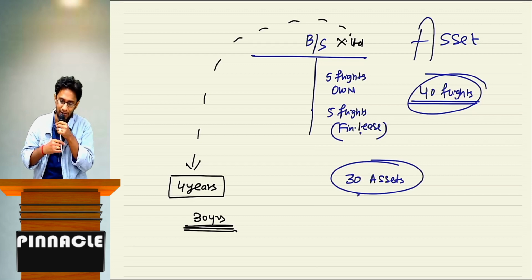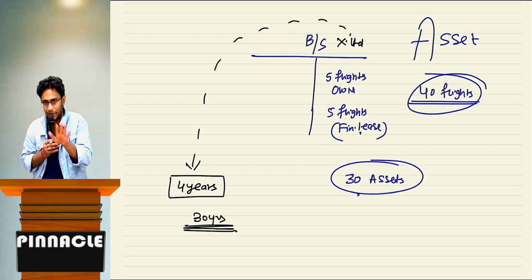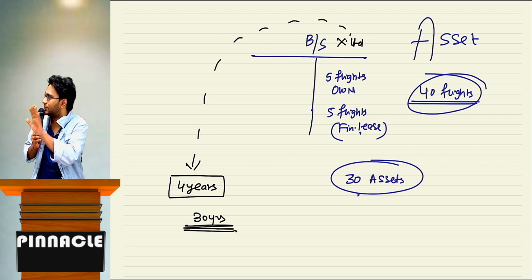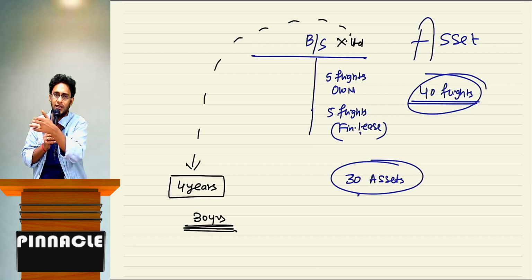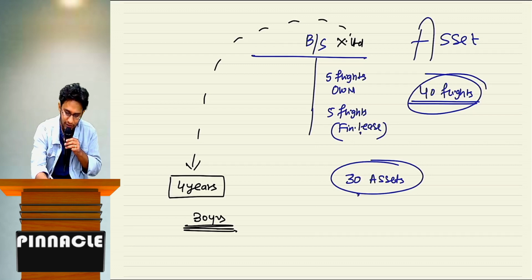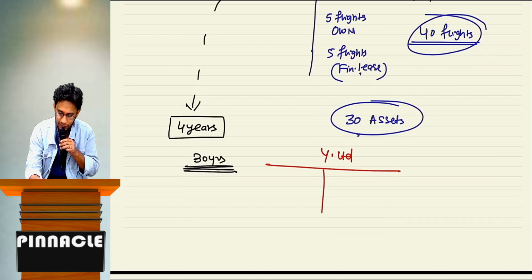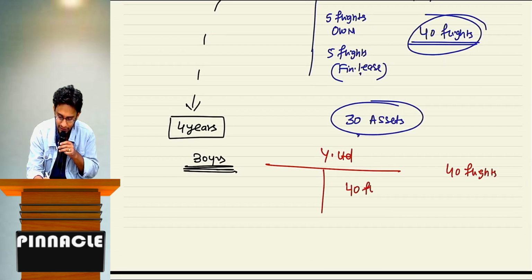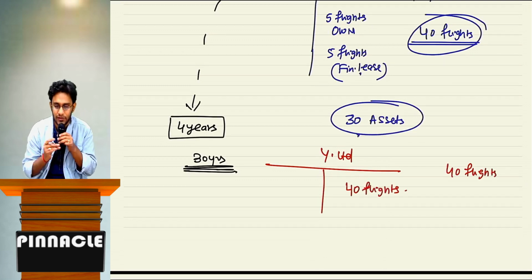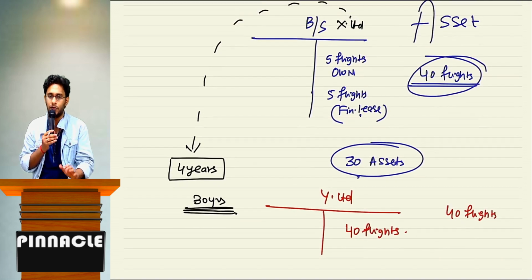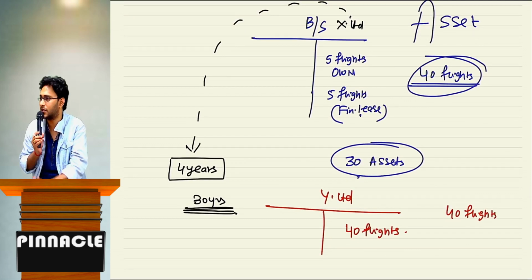Suppose, take a company, this is X Limited, sir. This company has 40 flights. If only 10 flights appear in the balance sheet, the remaining 30 do not appear. This company has a competitor, Y Limited. That company also has 40 flights, but all 40 flights are owned flights, sir. So all 40 flights appear in that company's balance sheet. You compare the asset turnover ratio of X Limited and Y Limited, and it looks like Y Limited is a very wasteful company and X Limited is selling dreams.